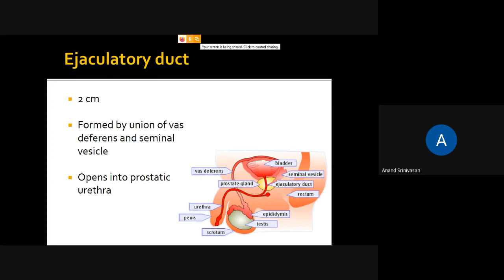Okay. Ejaculatory duct. As I said before, it is a very tiny structure formed by the union of the vas deferens and seminal vesicle, and it opens into the posterior surface of the prostatic urethra. And from there, the rest of the parts are the membranous urethra and the penile urethra.